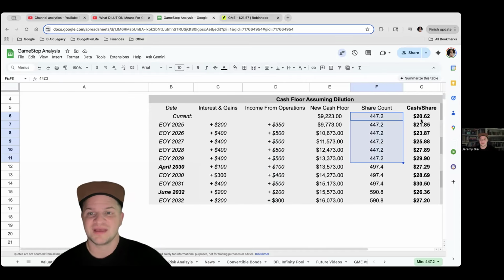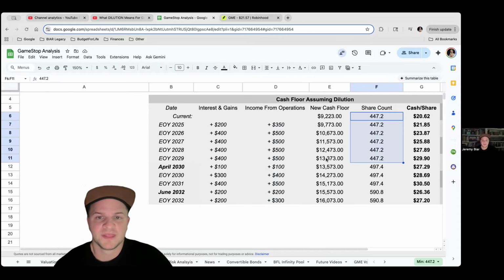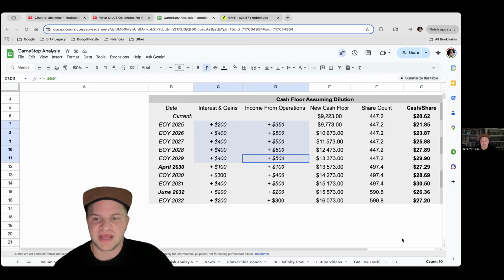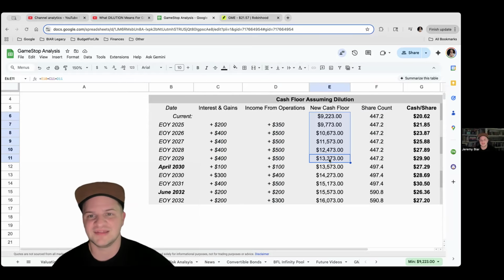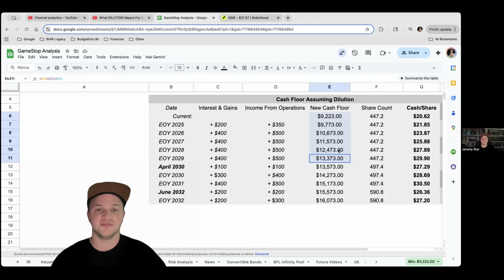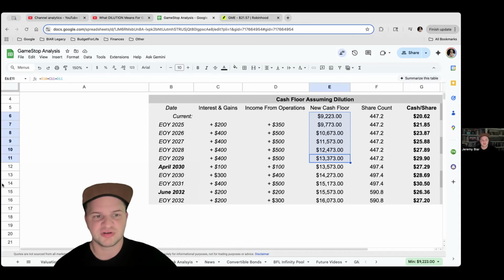But what does that mean for the cash per share? Well, basically, you're looking at billions of dollars, right? About $4 billion over the next 4.5 years that GameStop is going to generate in cash from interest and operational income. For over $4 billion of new cash generated.